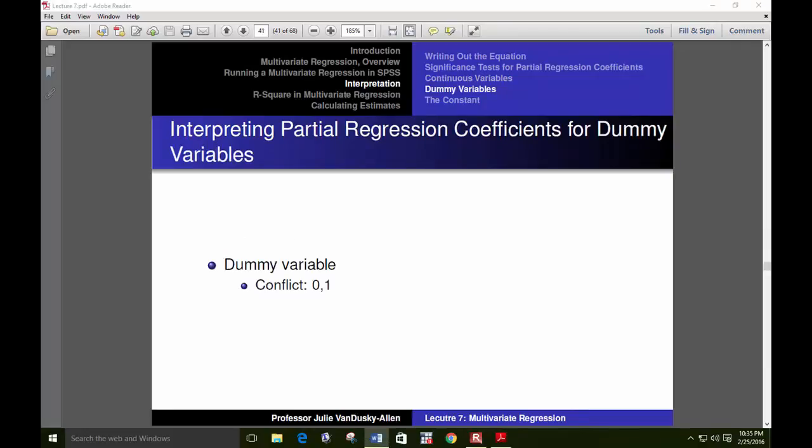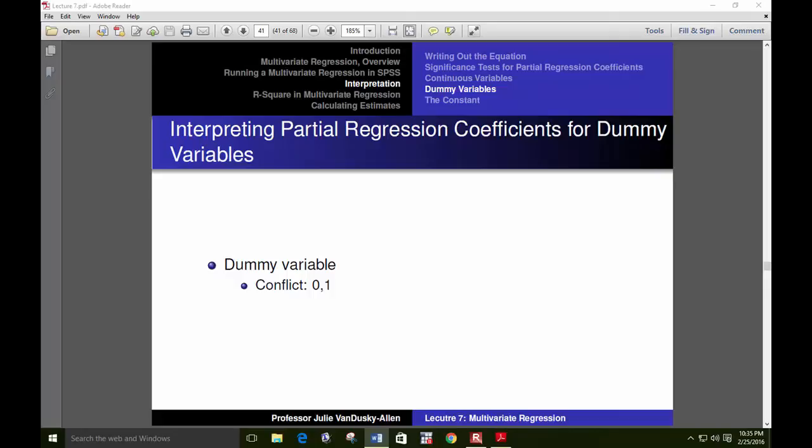Now, not all variables are continuous variables. There are many different types of variables, and we have to interpret them differently than continuous variables. In this lecture, I will show you how to interpret dummy variables. In the next lecture, I will show you how to interpret other types of variables. So a dummy variable is a variable that only takes on two values, 0 and 1.